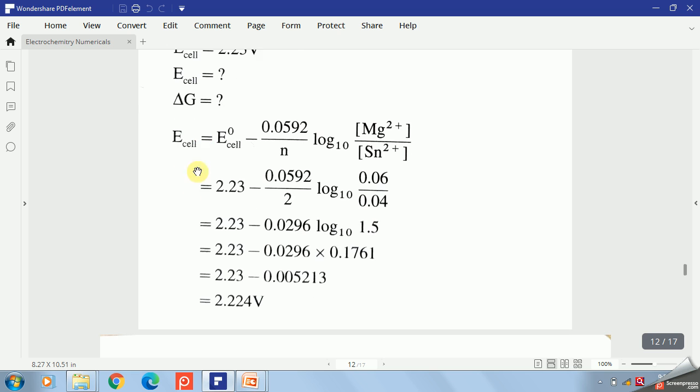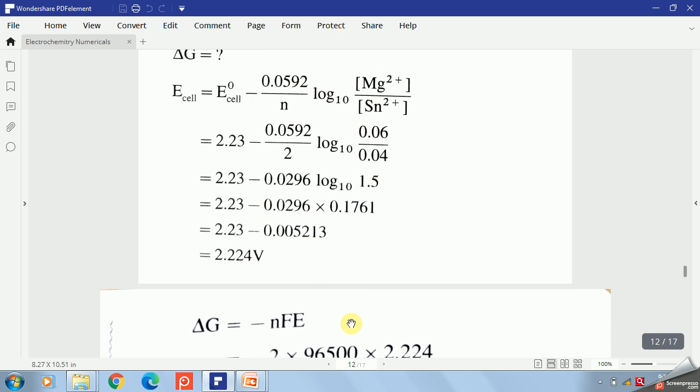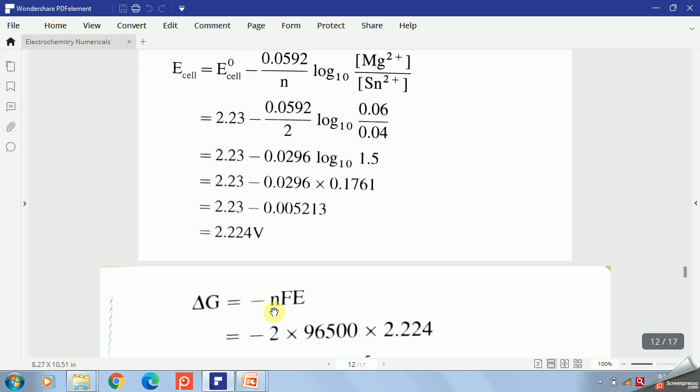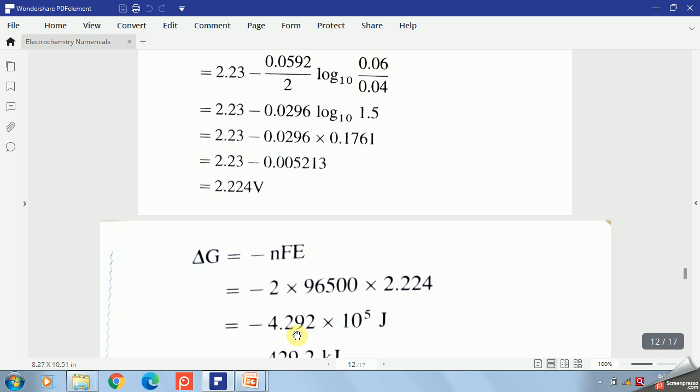Now you have to calculate delta G. What is the formula of delta G? Delta G is minus nFE of that cell. So minus 2 into 96,500 into the EMF of the cell, 2.224. So your answer is minus 4.292 into 10 raised to 5.